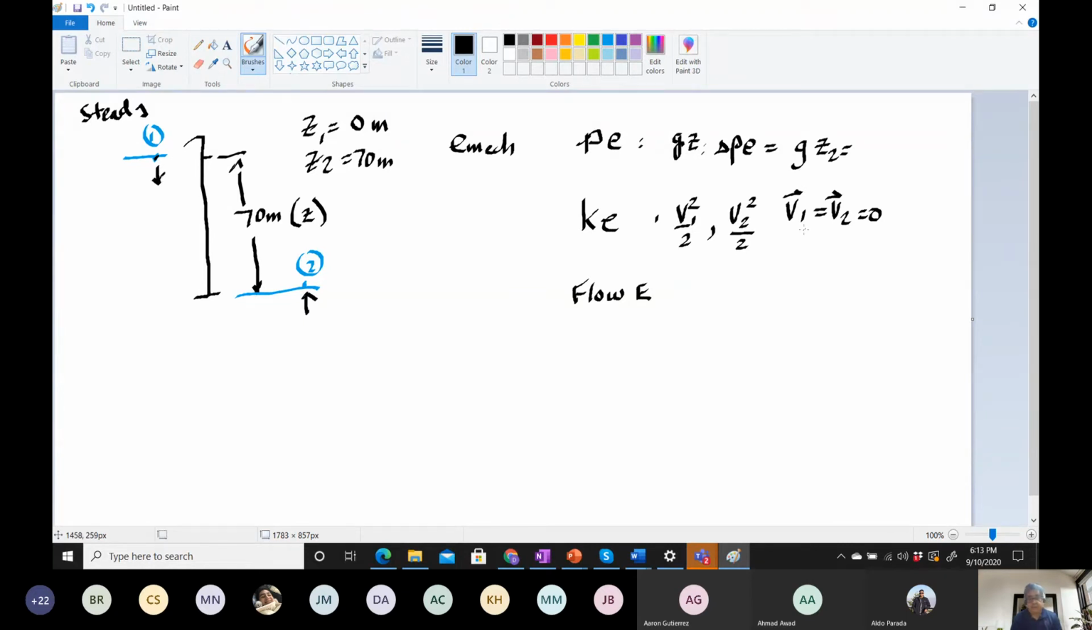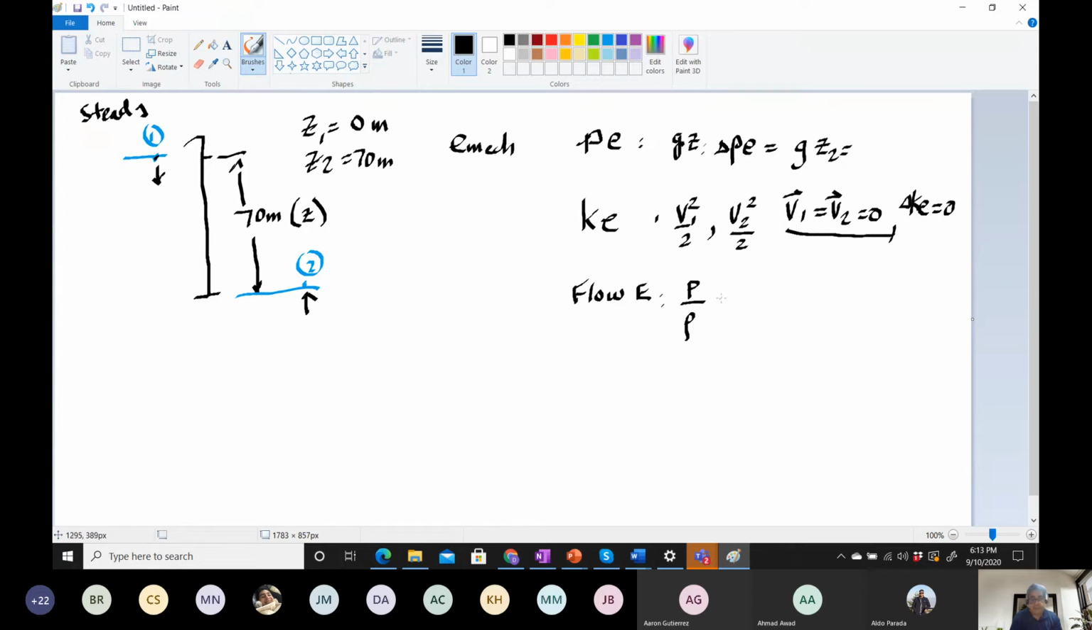Those are essentially 0. So therefore, there is no kinetic energy, and no change in kinetic energy. So the change in kinetic energy is equal to 0. Now for flow, we look at pressure divided by the density at points 1 and 2.